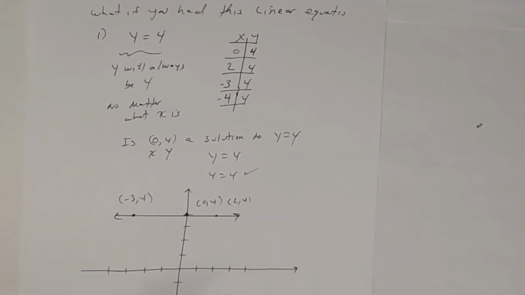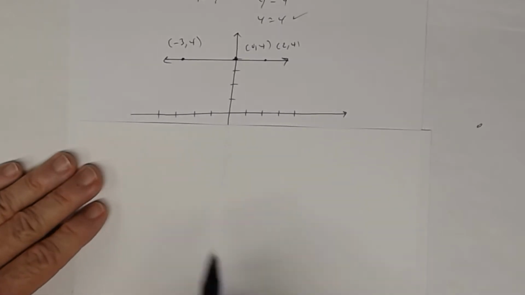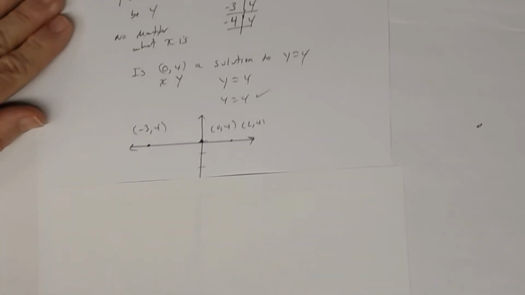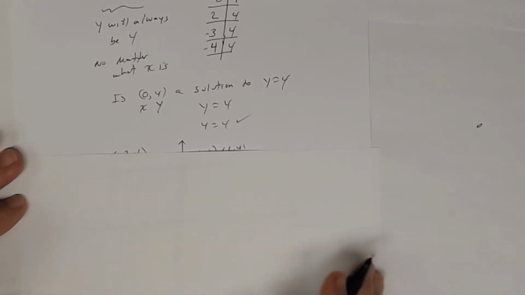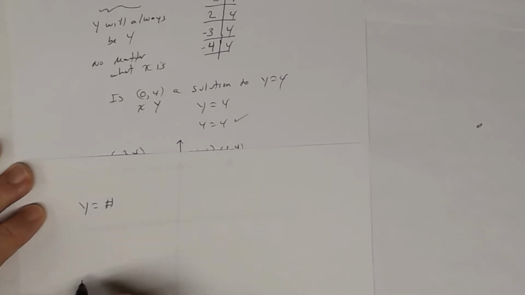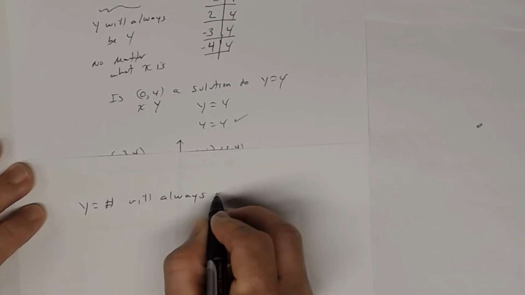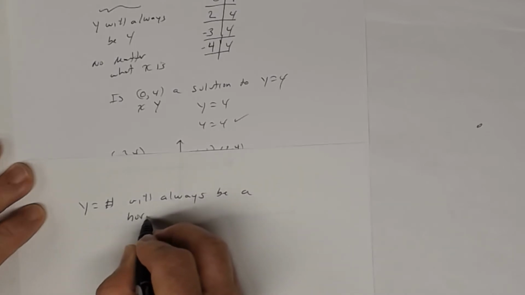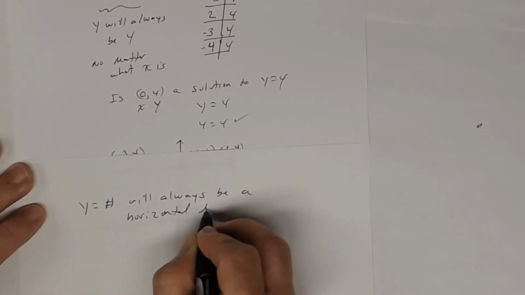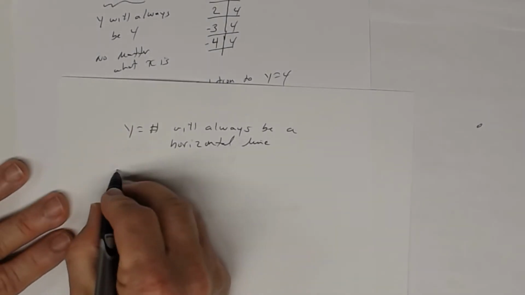So here's what I want you to get from this. And we're going to do a few more examples just to show you. So here's what you're going to get from what you just learned. Y equal a number will always be a horizontal line. Y equal a number will always be a horizontal line. Okay, so for example, let's look at number 2.